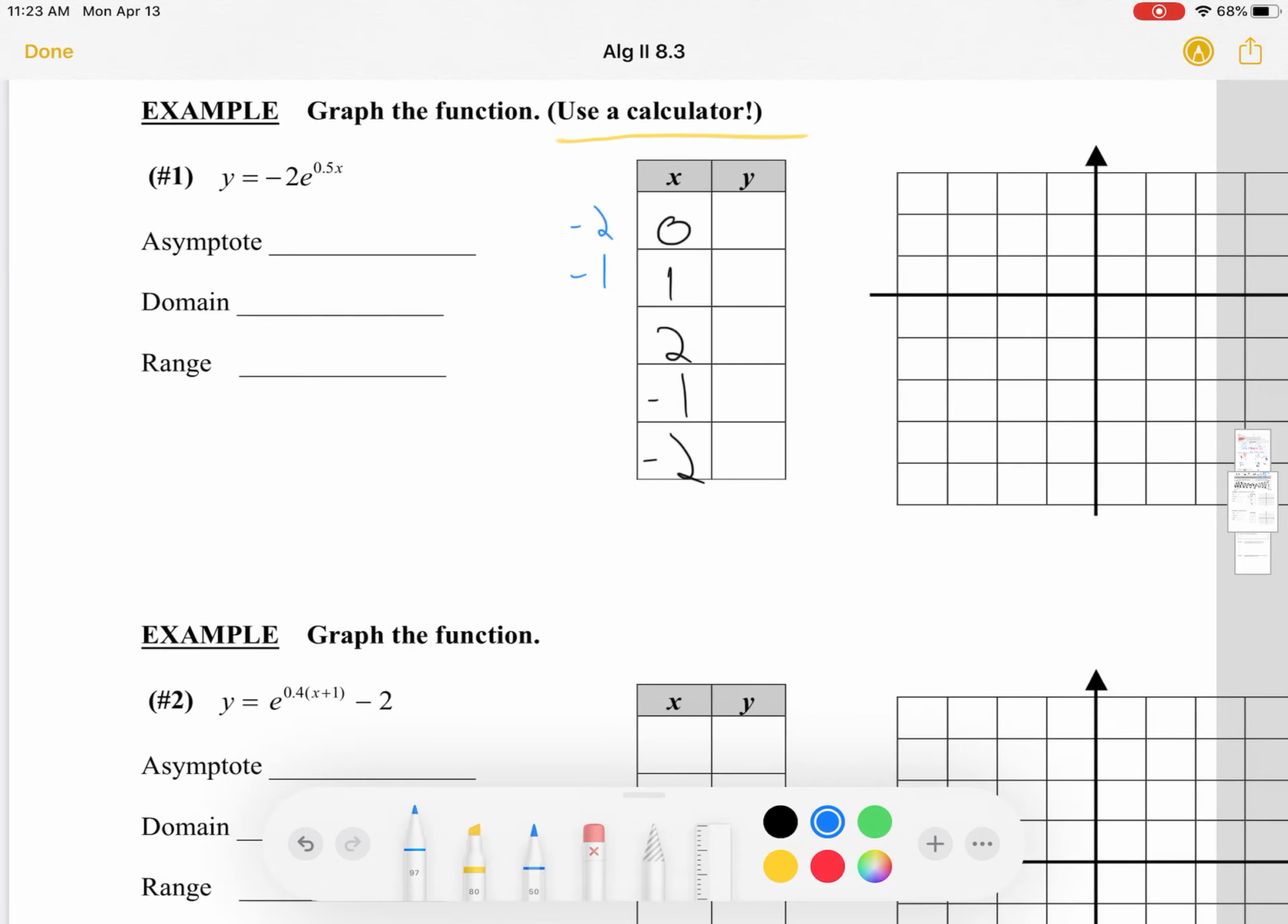So like I was saying, it doesn't matter if you put the numbers in blue or in black. What order you put them in is not necessarily important. I usually just start with 0 because, for me, that's the easiest number to plug in. So the first thing we should do is say, okay, we need to put this in using the order of operations. So when you plug 0 into this equation, it would be -2 times e to the 0.5 times 0 power. And a lot of this you can do in your head.